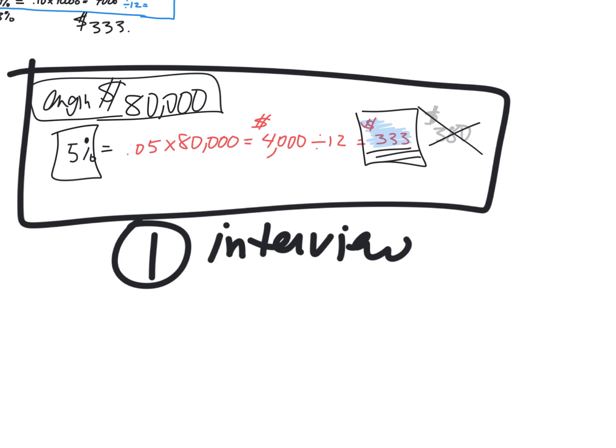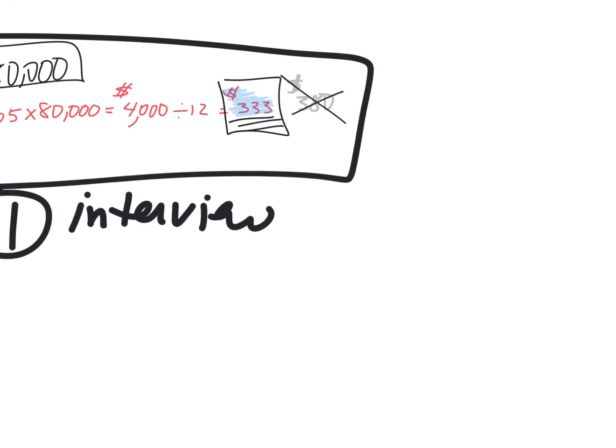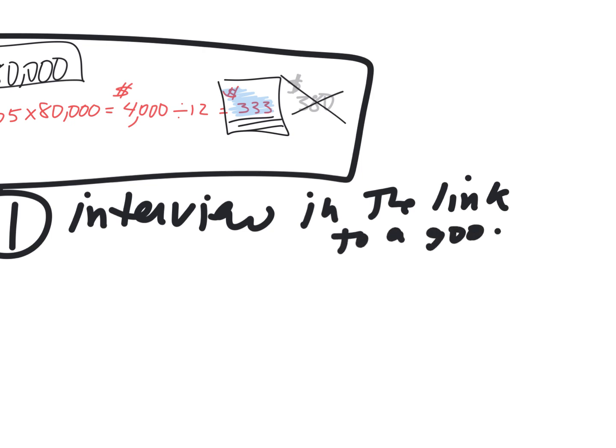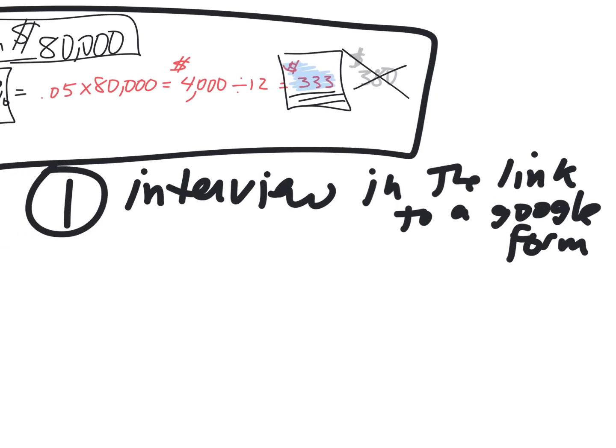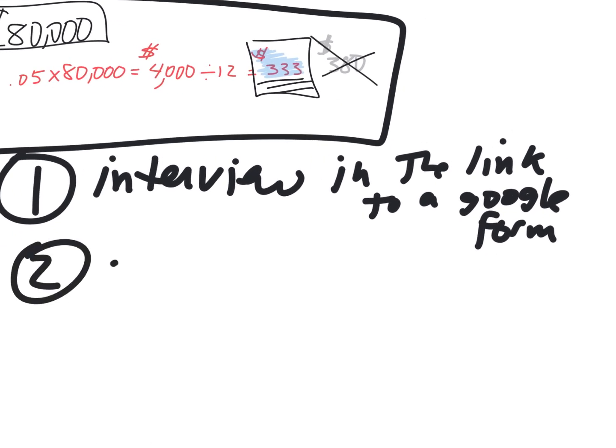Where do you put those answers? In the link. It was in yesterday's folder. There's a link to a Schoology or to a Google form where you answer the questions about what this person answered. What did they say? Okay? That's one thing you have to do to get this project done. Number 2 is the actual project.